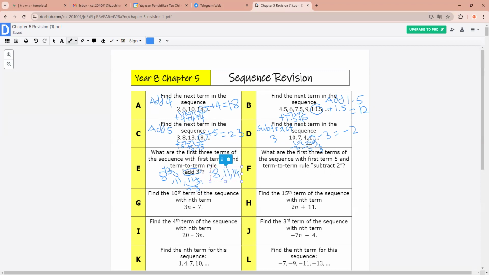Next question, it's the same as the one before, but the first term is 5 and the term-to-term rule is subtract 2. So we already know the first term is 5, and then we subtract 2, so -2, which gives us 3, and then you subtract 2 again, which gives us 1. So the answer is 5, 3, and 1.